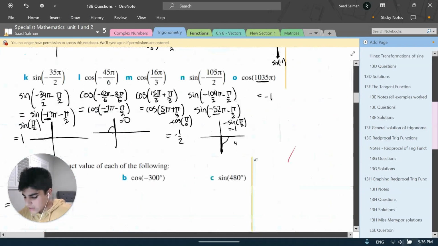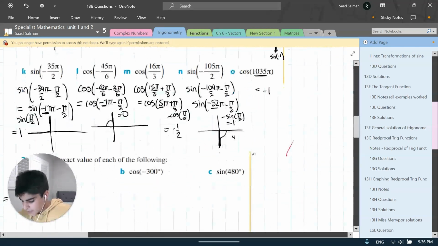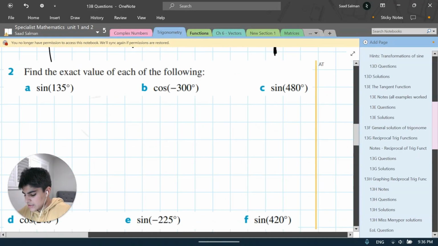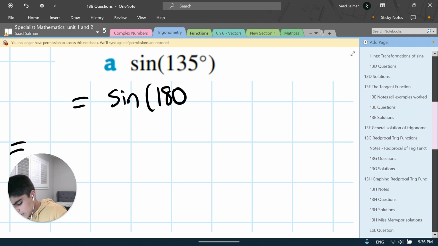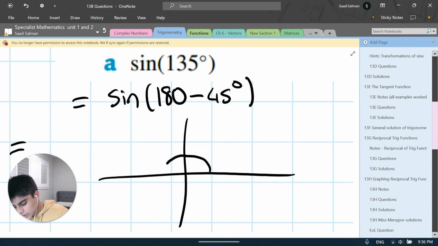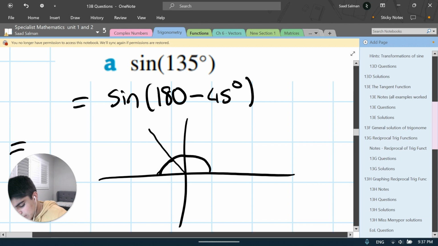Now this is the same thing as before, but now we are using degrees. So sine 135 degrees equals sine 180 minus 45 degrees. Let's picture this right now. We've got sine 180 degrees minus 45 brings us here.